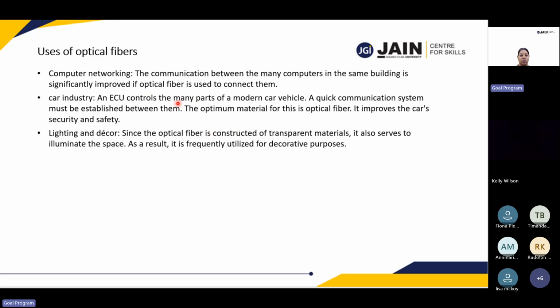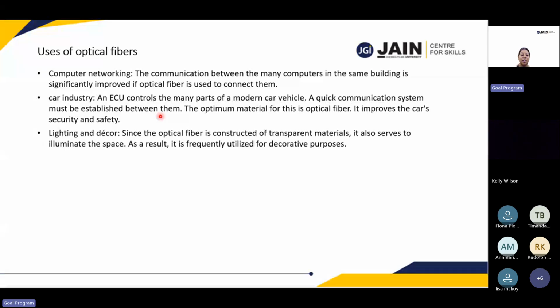You have different parts assembled in the car, right? These different parts also require some communication, some collaboration, some cooperativeness, so that they can communicate with each other. A quick communication system must be established between them. The optimum material for this is fiber optics cable. It improves the car's safety and security both, and the communication will happen very smoothly between the different parts of the car using this fiber optics cable. Even we are using the fiber optics cable for transparent material.